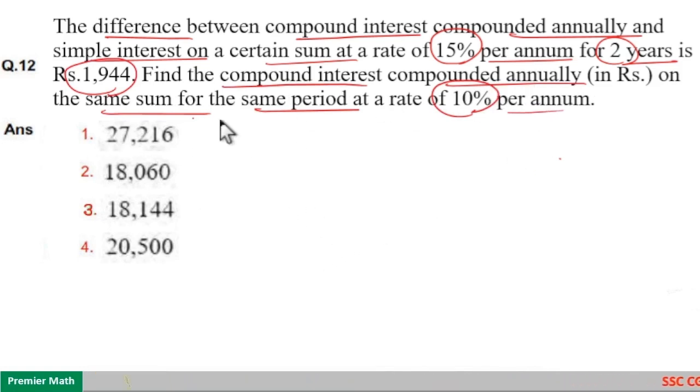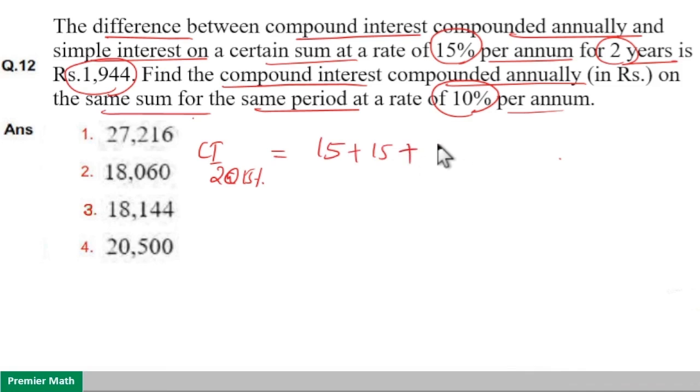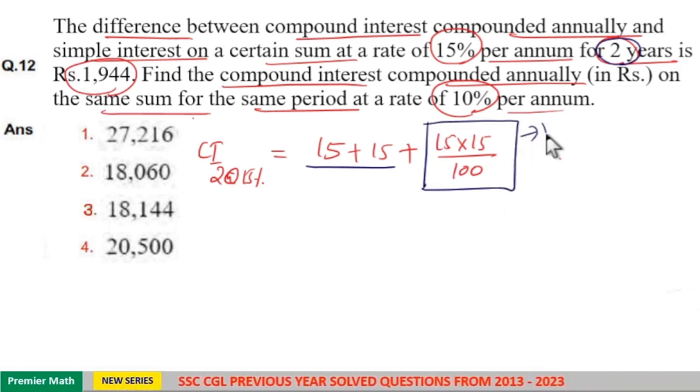Here, use the successive increment formula. Compound interest for 2 years at the rate of 15% per annum means a plus b plus ab by 100. Use it: 15 plus 15 plus 15 into 15 divided by 100 is the compound interest for 2 years at 15% per annum. Now simple interest means 15 plus 15, 30%, is the simple interest for 2 years. Now the remaining is the difference between compound interest and simple interest.